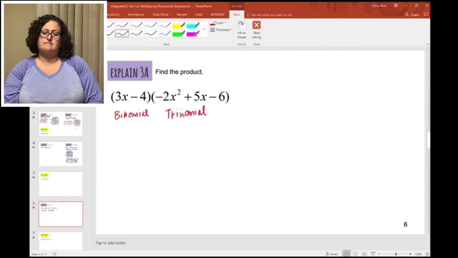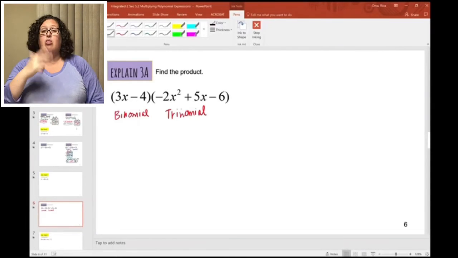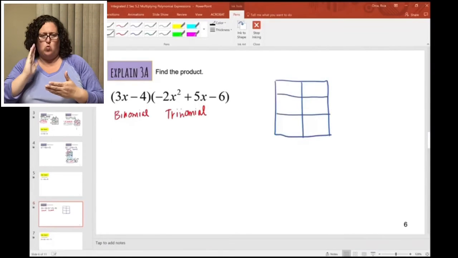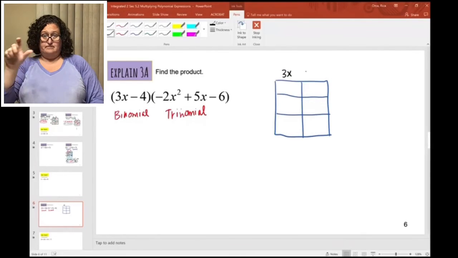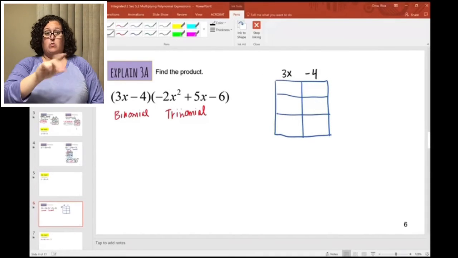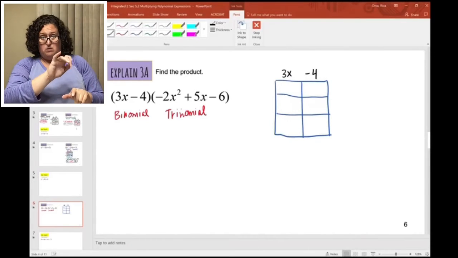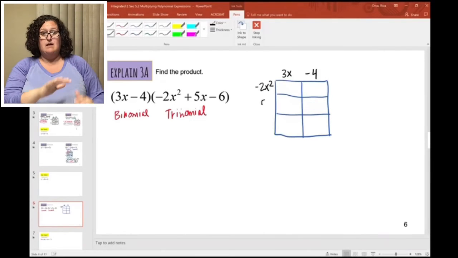So let's go ahead and draw our box. We can draw a box with 2 columns and 3 rows, or 3 columns and 2 rows. It doesn't really matter because in the end, we'll get the same answer. At the top of our box, we're going to write out our binomial. We have the 3x and the negative 4. On the left side of our box, we're going to write out our trinomial, which is negative 2x squared plus 5x minus 6.